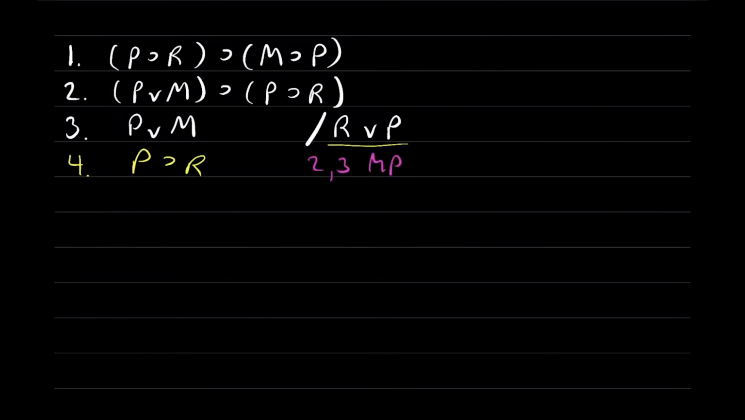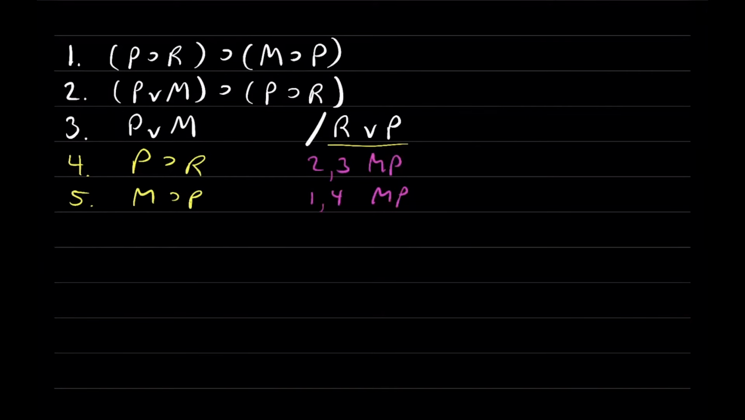But P implies R also implies something. Line 1 tells us that if P implies R, then M implies P. So we're going to do the same thing with line 1 and 4. That's going to give us M implies P. And that's going to follow from line 1 and line 4 by modus ponens. And all of this should be reviewed. We covered modus ponens a week ago, and you should already have had lots of practice on modus ponens steps. So I'm not going to explain those too much at this point.